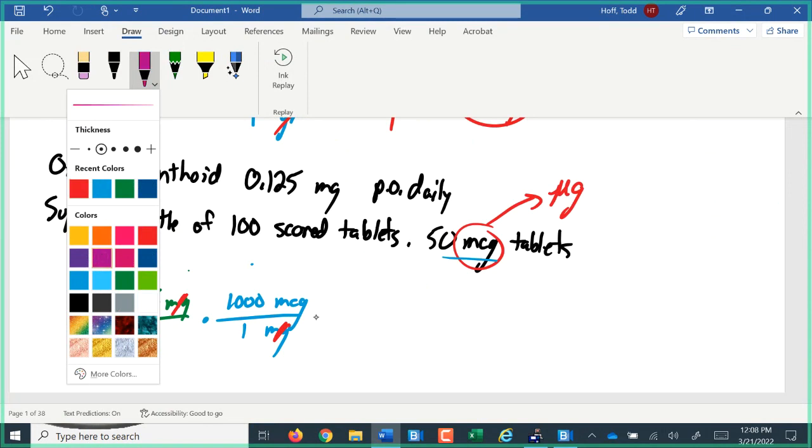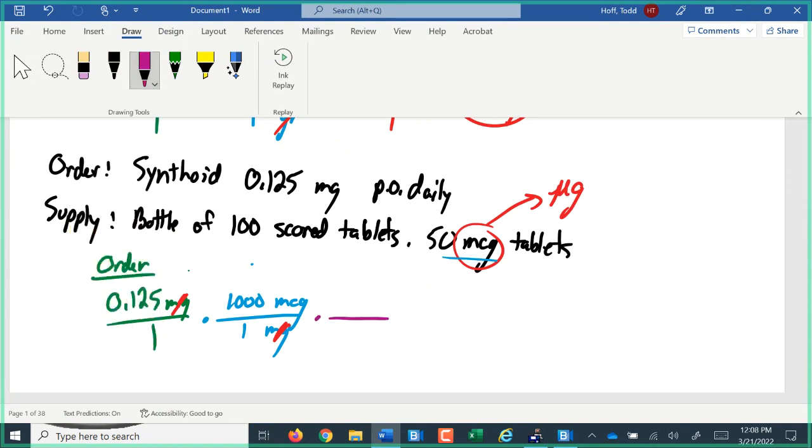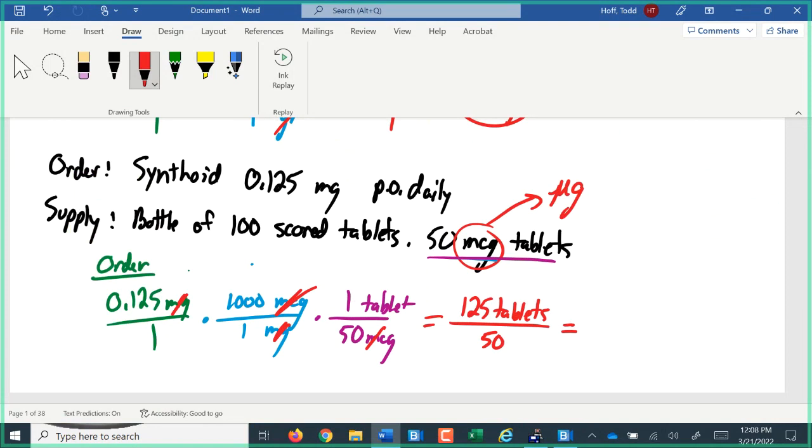Next, for the micrograms, we have 50 micrograms per tablet. Micrograms cancel out. On top, 0.125 times 1,000 times 1 tablet is 125 tablets. On bottom, 1 times 1 times 50 is 50. And 125 tablets divided by 50 is 2.5 tablets.